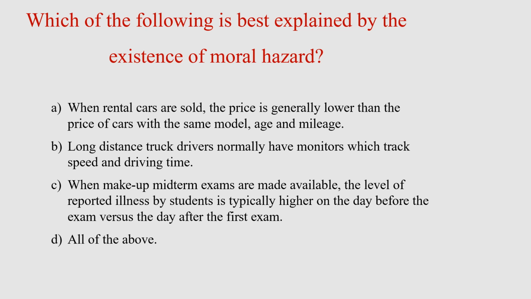So which of the following is best explained by the existence of moral hazard? When rental cars are sold, the price is generally lower than the price of cars with the same model, age, and mileage. Long-distance truck drivers normally have monitors which track speed and driving time. So in the rental car situation, the price is generally lower than the price of cars for the same model and age and mileage, because in one case you've got all kinds of different drivers and the drivers have no incentive not to damage your car, in other words, to drive it hard.